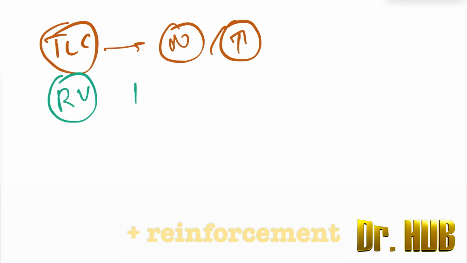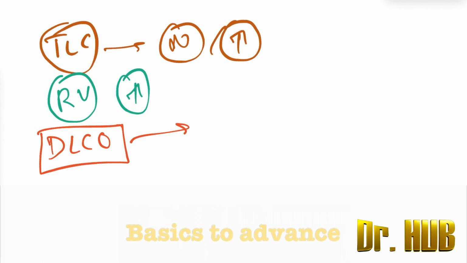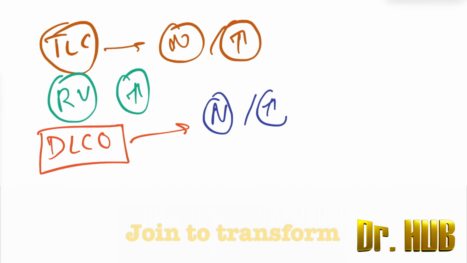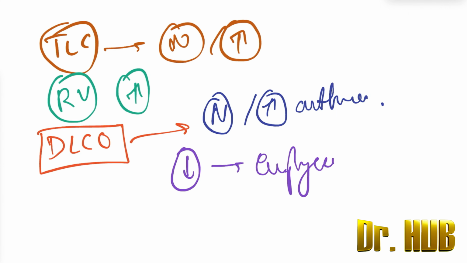Now we are looking at the DLCO. So what is meant by the DLCO? This DLCO is normal or increased in asthma, and it is decreased in emphysema. So this was about the obstructive disease.